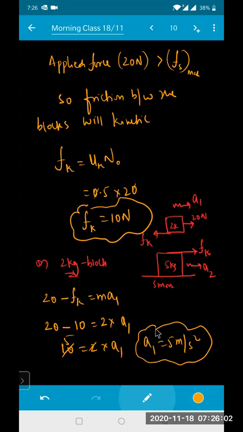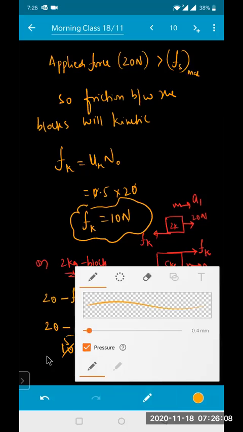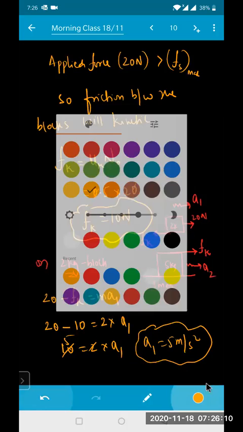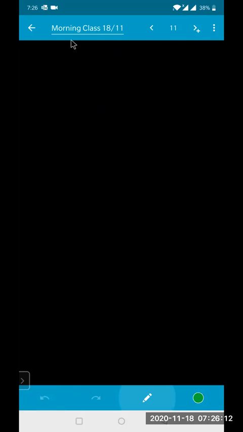So we got a1 is equal to 5 meter per second square. Now, in order to find out the second acceleration, next we take the 5 kg block. On your 5 kg block.